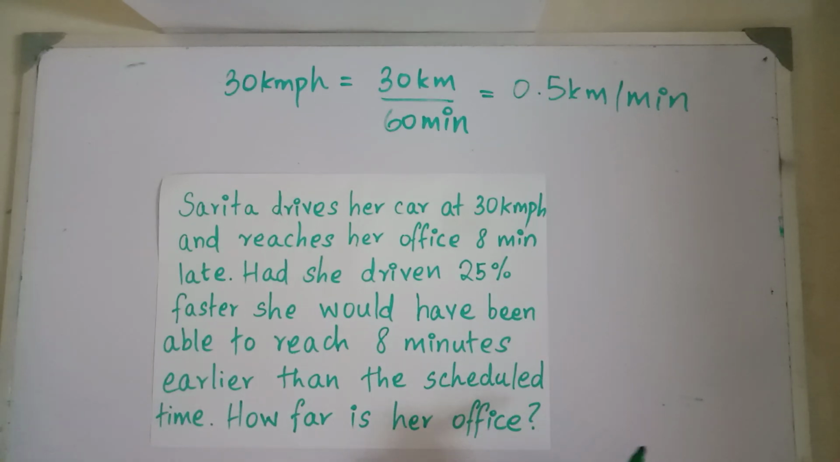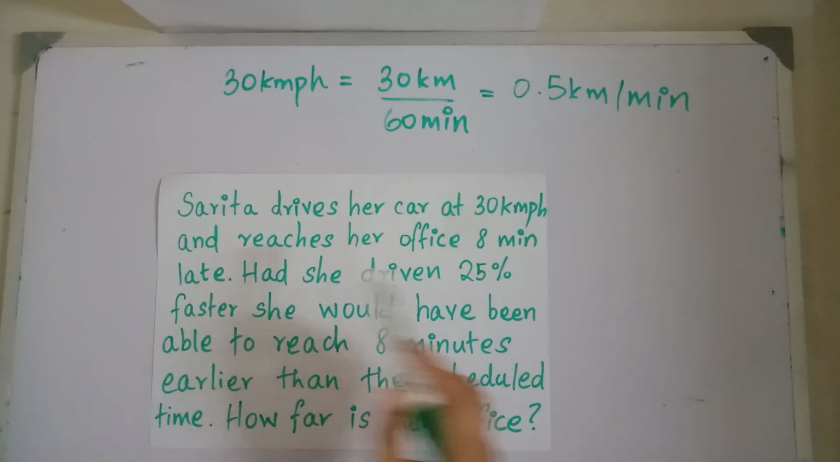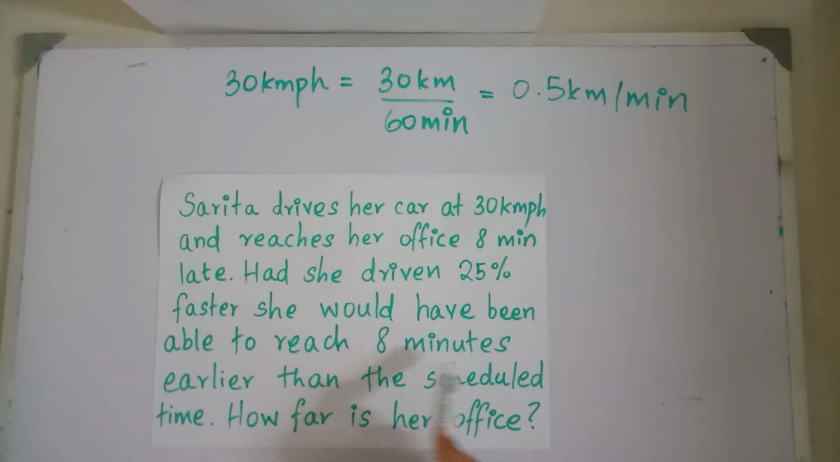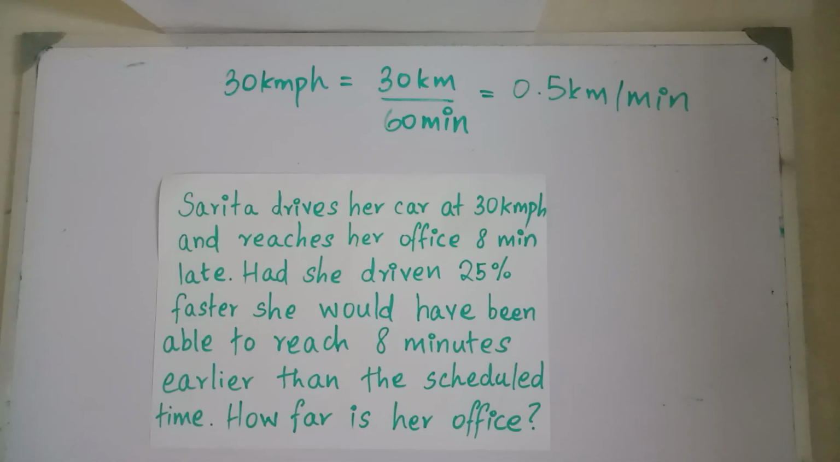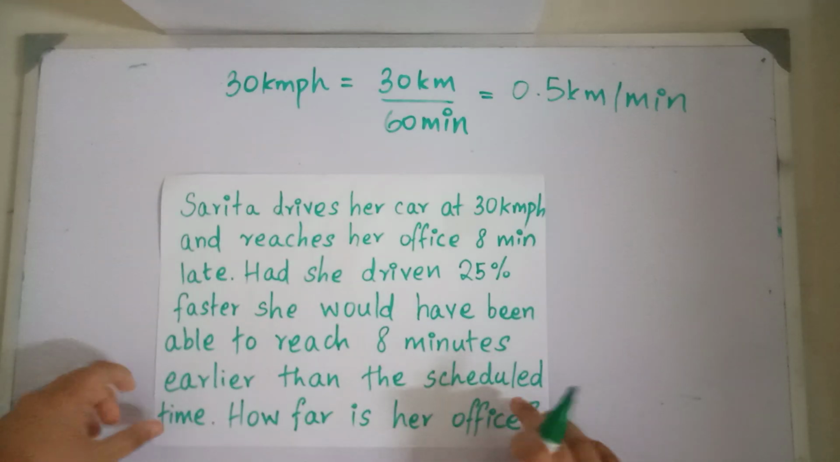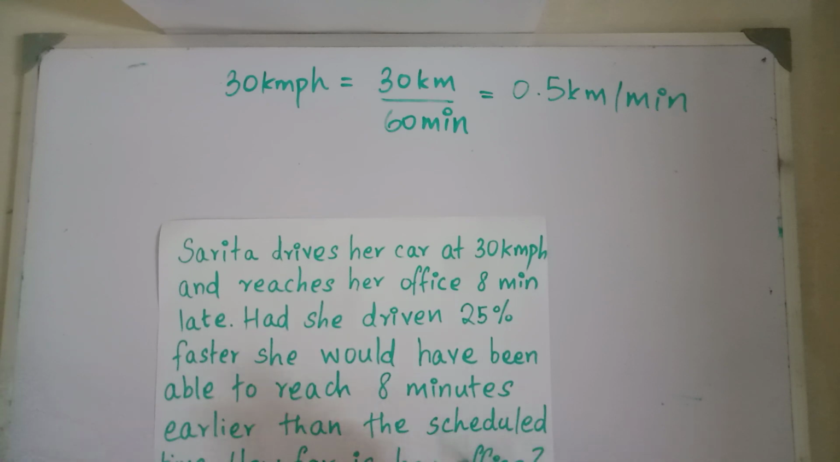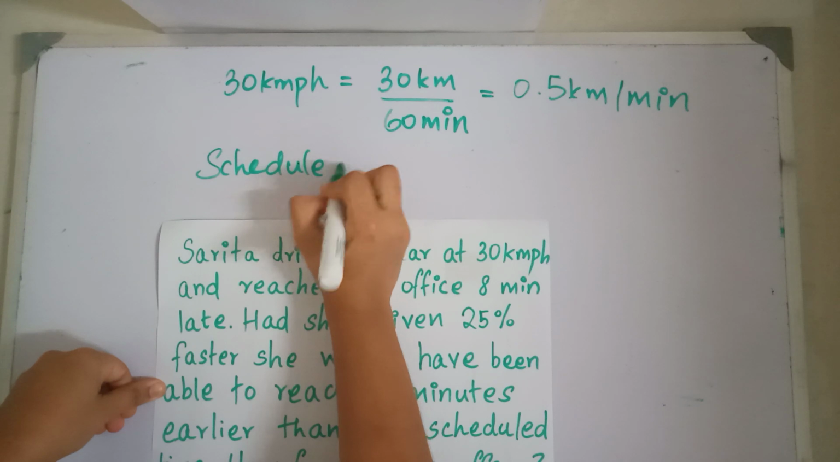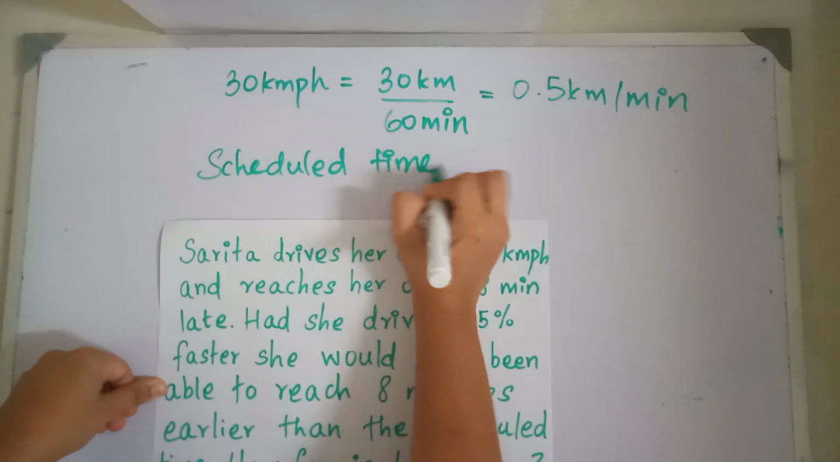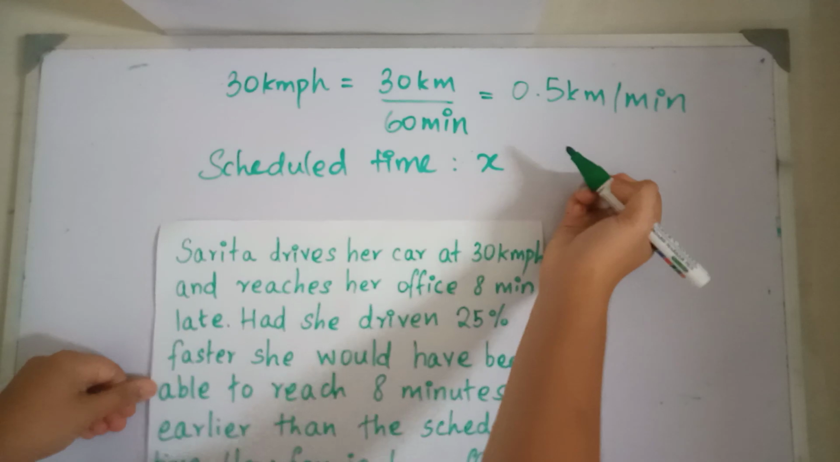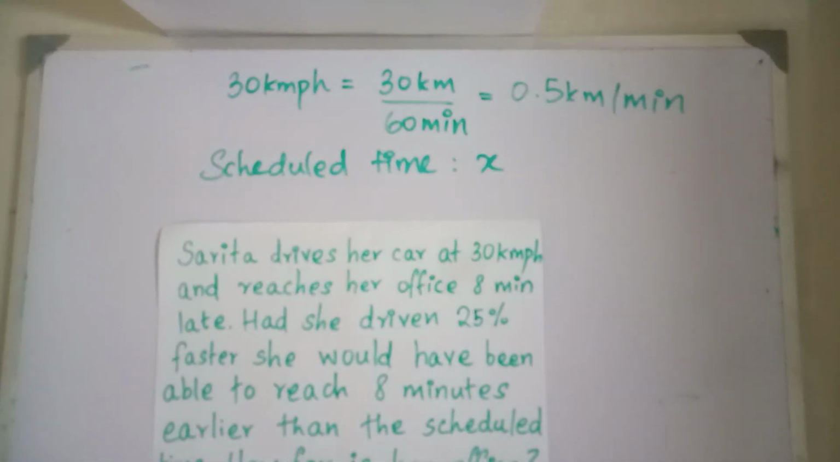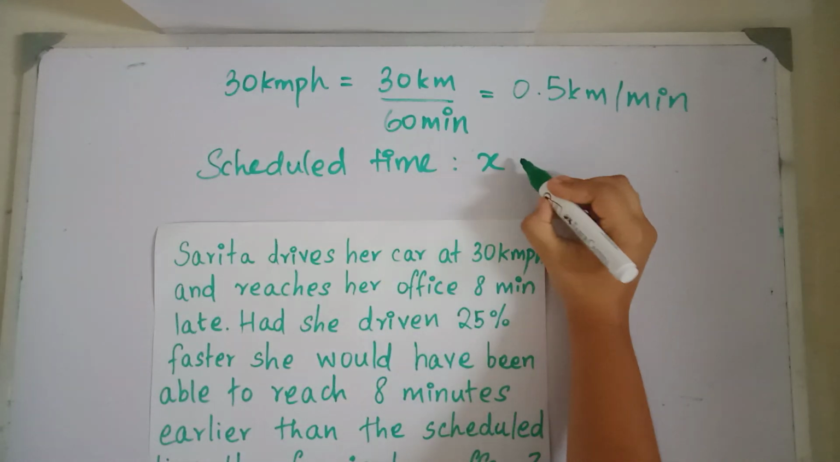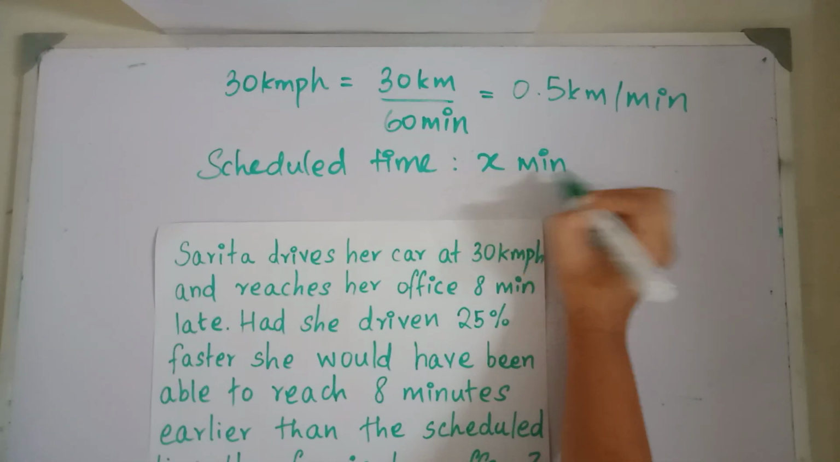Now the question states that she reaches the office 8 minutes late, and in the second case she reaches the office 8 minutes earlier than the scheduled time. So we have to find a way to represent the scheduled time. Scheduled time can be represented as x. Now scheduled time is something which is constant because in both the cases it takes a certain amount of time, and she is 8 minutes late in the first case and then 8 minutes earlier. So the fixed amount of time is called as x.